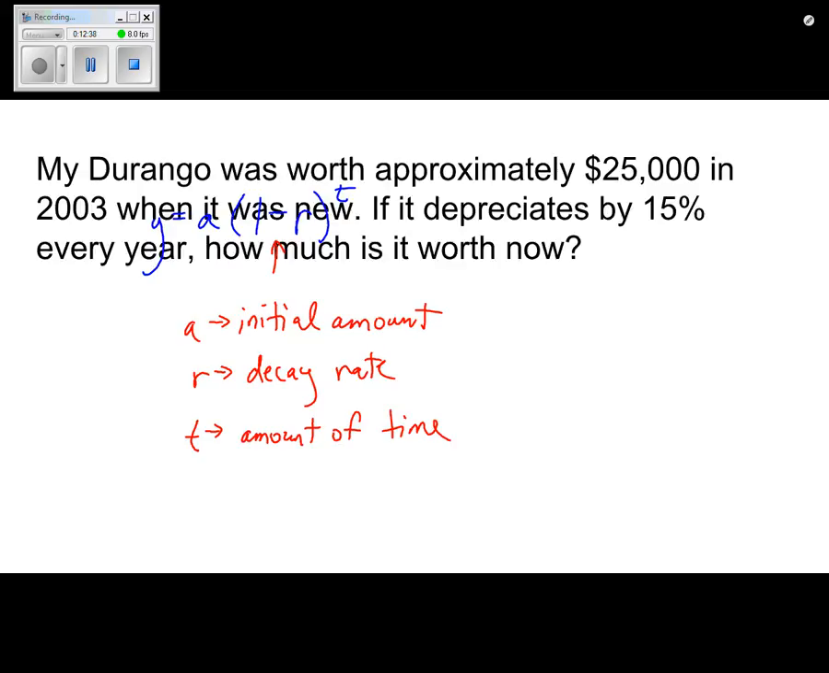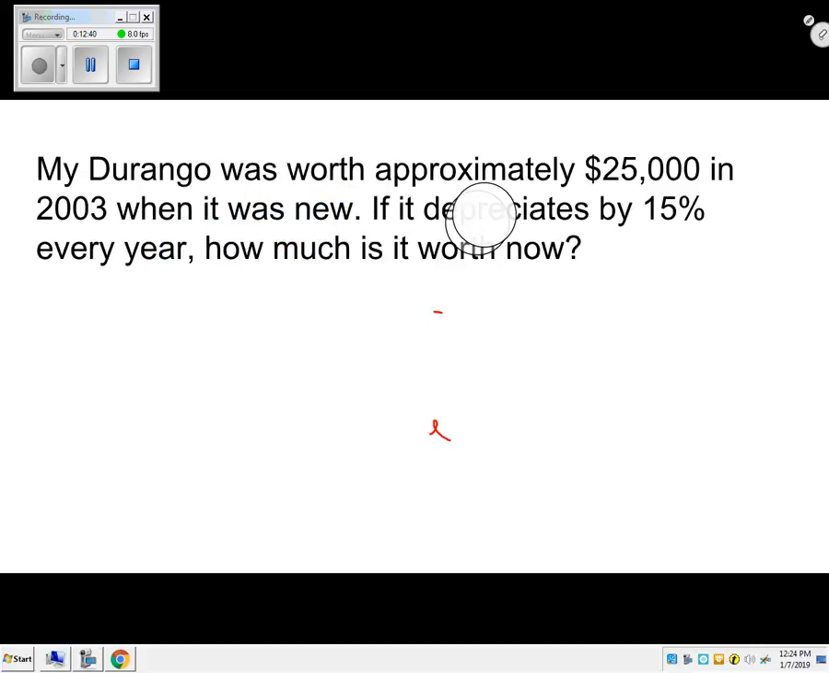So let's try it. Now, this isn't my Durango. This is Mr. Noise's Durango, okay? He says it was worth approximately $25,000 in 2003 when it was brand new. Now, this probably isn't too far off. Every year, it depreciates by 15%. So he's asking, how much is this going to be worth now? All right, I'm going to go ahead and grab my formula from the last slide. (1 minus r) raised to the t. And then y, again, is going to be my answer. We can't really solve for too many other variables right now. So for now, we're just going to be solving for y.